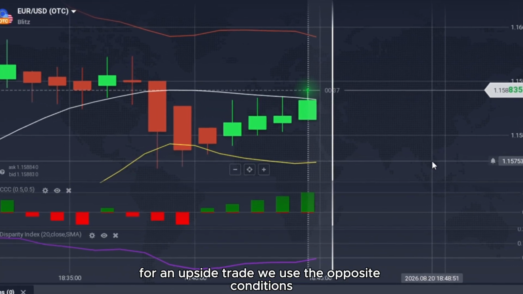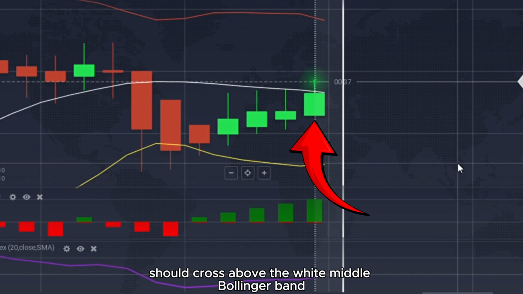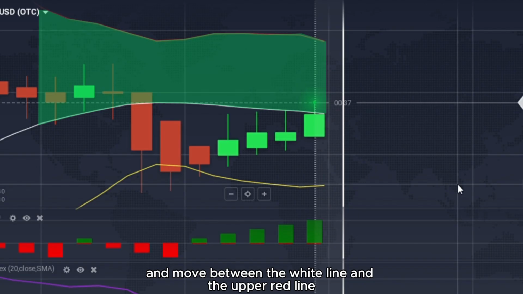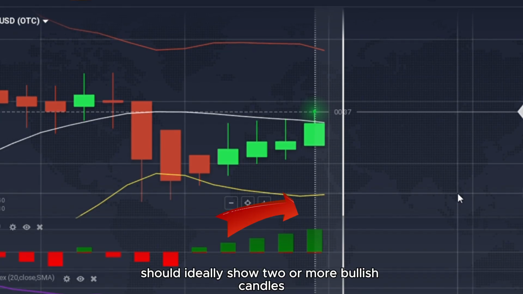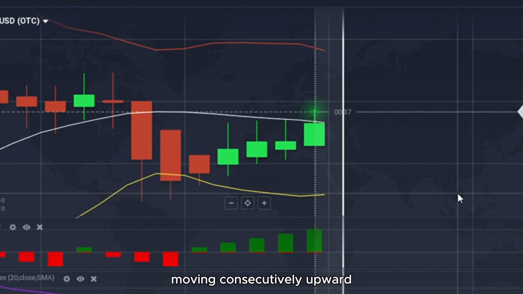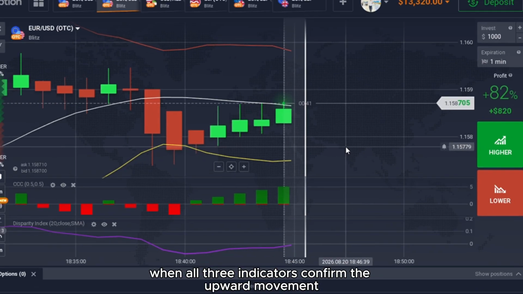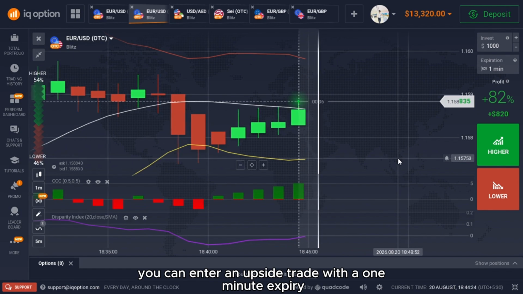For an upside trade, we use the opposite conditions. The bullish candles should cross above the white middle Bollinger Band and move between the white line and the upper red line. The candle should not touch or cross the upper red Bollinger Band. The consecutive candle count should ideally show 2 or more bullish candles moving consecutively upward. At the same time, the purple disparity index line should turn upward or begin moving strongly upward. When all 3 indicators confirm the upward movement, you can enter an upside trade with a 1-minute expiry.